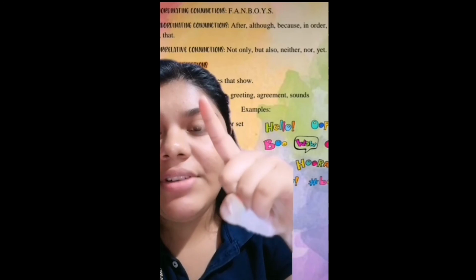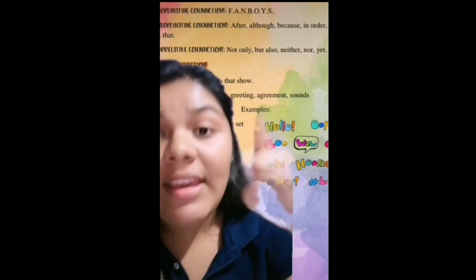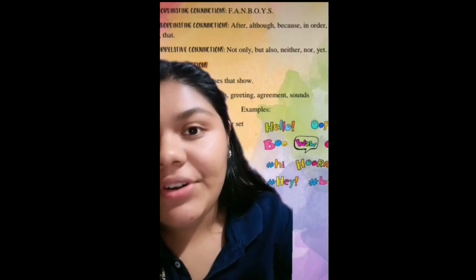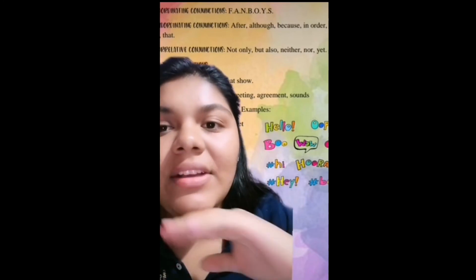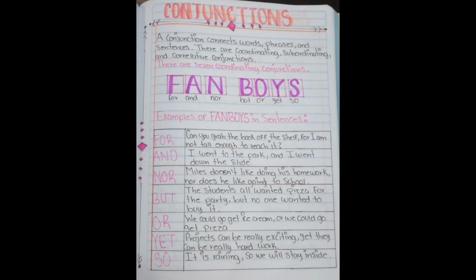I searched two types of conjunctions. The first is the coordinating conjunction, and then we can find after, although, because, and others. And the correlative conjunctions are not only but also, neither nor, or yet. In this part are some examples of fanboys in sentences. Okay, I read the first two. For: you can grab the book off the shelf, for I am not tall enough to reach it. And the second is and: I went to the park and I went down the slide. These are some examples about the conjunctions.